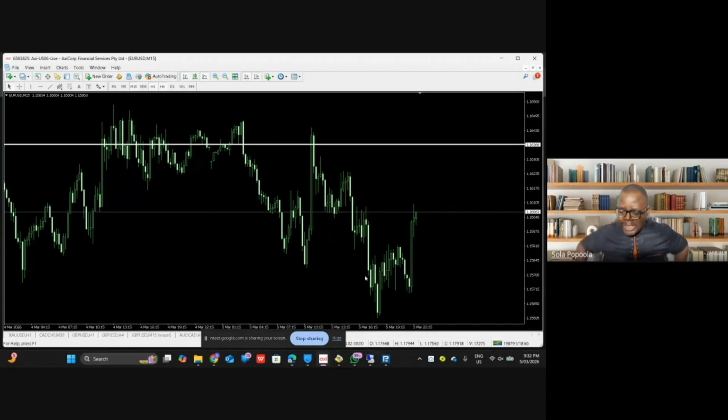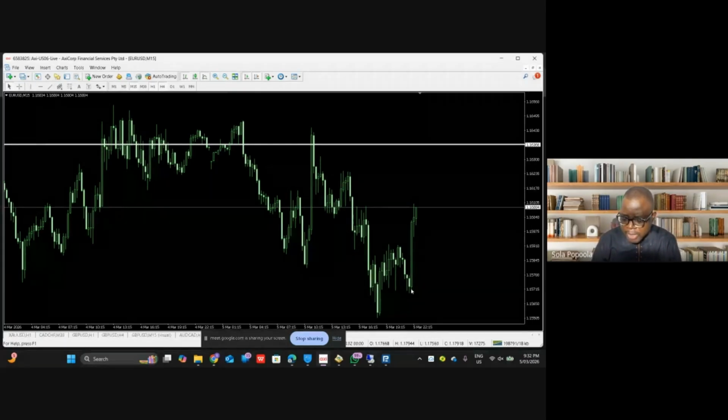Now, I want to enter. How do I enter this market? I want to just use lines throughout this market. So, what kind of support and resistance line will I use to enter into this trade? Guys, let's look at something.